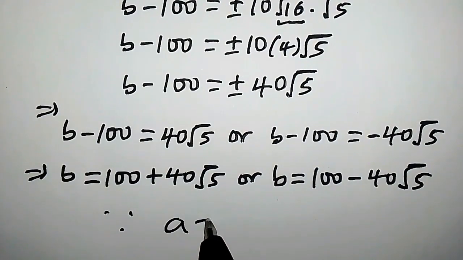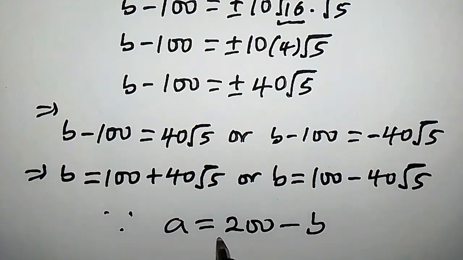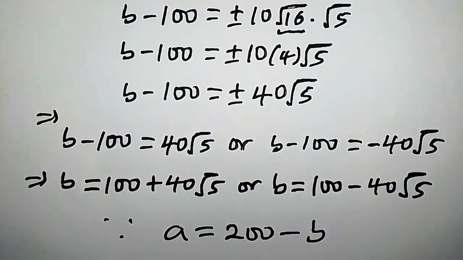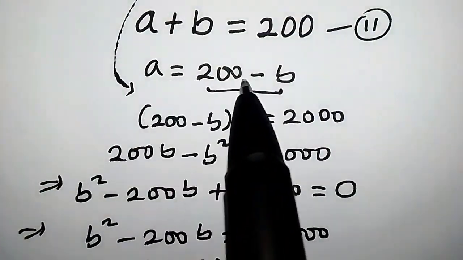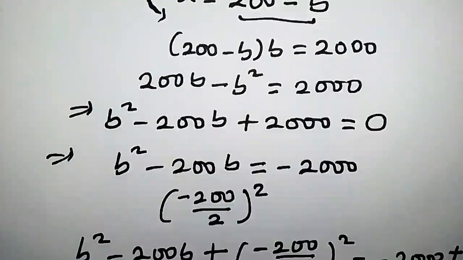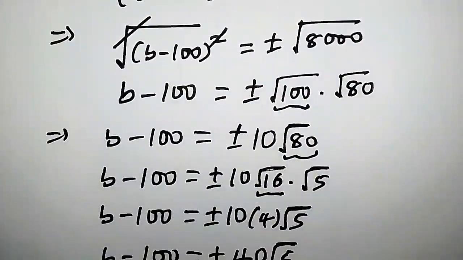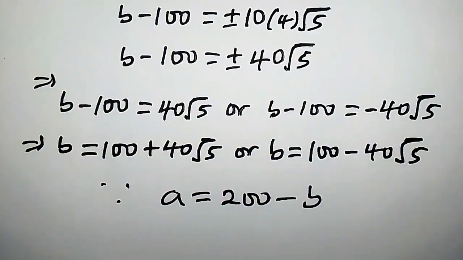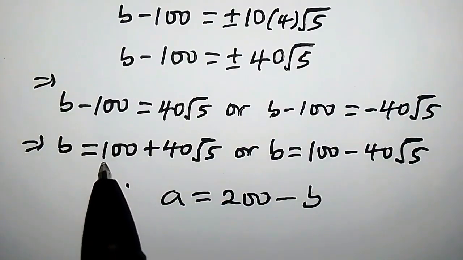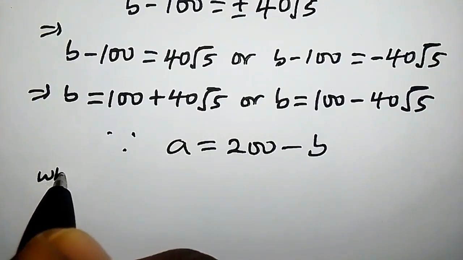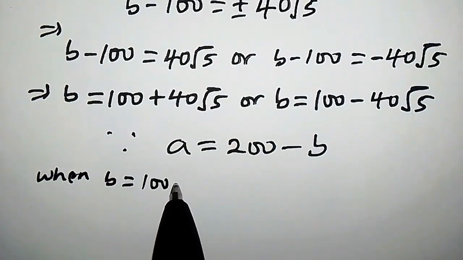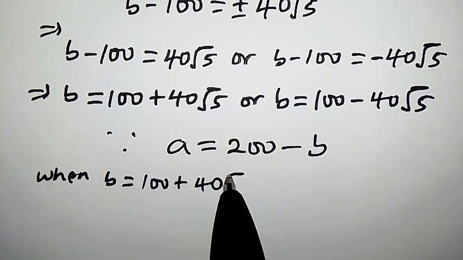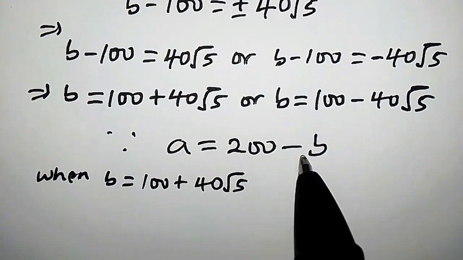Since A is equal to 200 minus B. Let me show you where we got this equation from. It's actually from this line. Let's proceed further. What we will do now is to consider each value of B, when B is equal to 100 plus 40 root 5. We just have to plug it here.